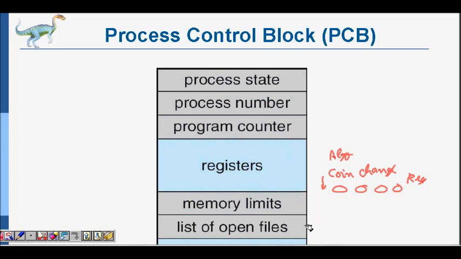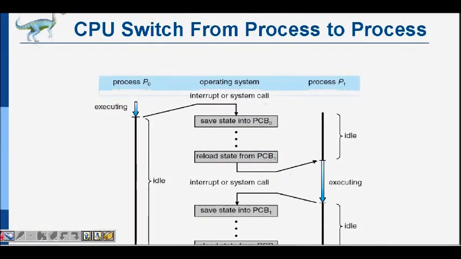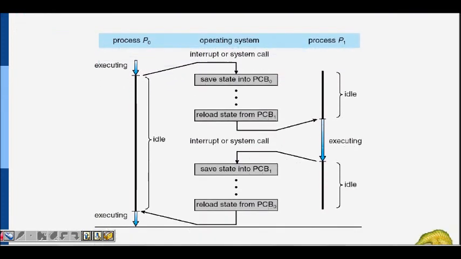Memory limits, so of course how much maximum memory you can use. List of open files: the process was doing some input output and so on when it was asked to switch the context, and another process was assigned the processor, so I should know what file and input output device I was working on. So these are the things that are important, and one example is shown here.